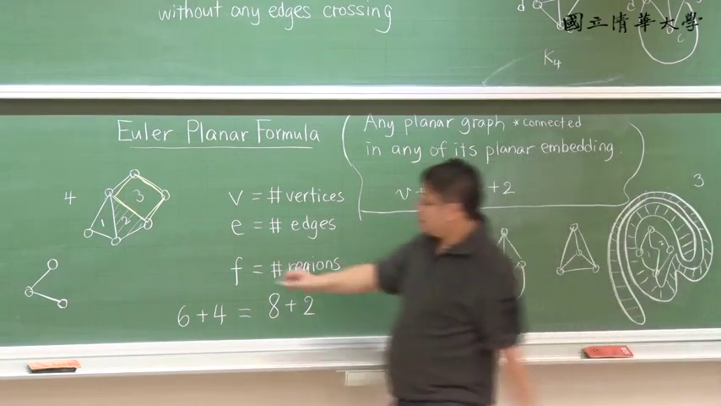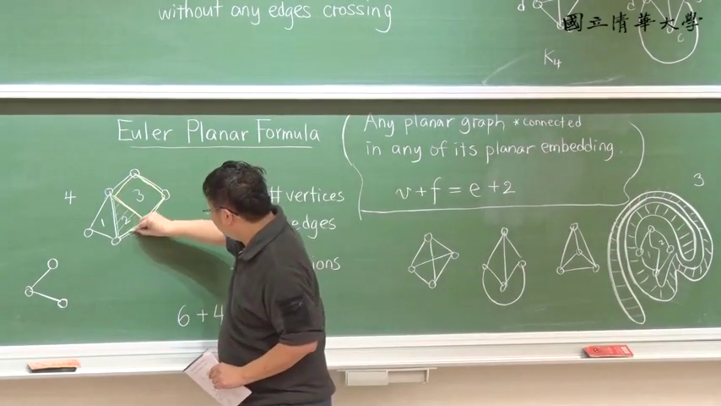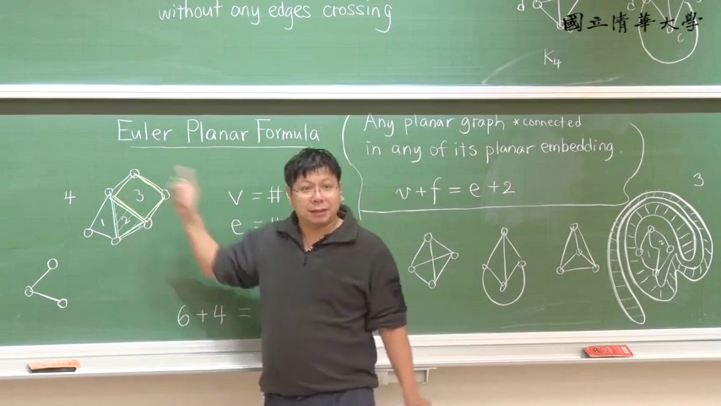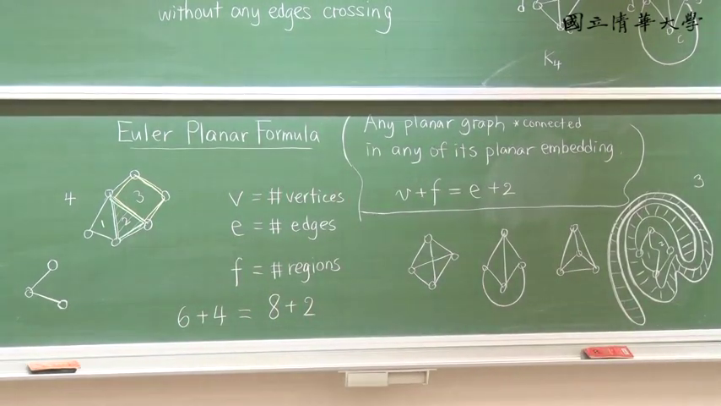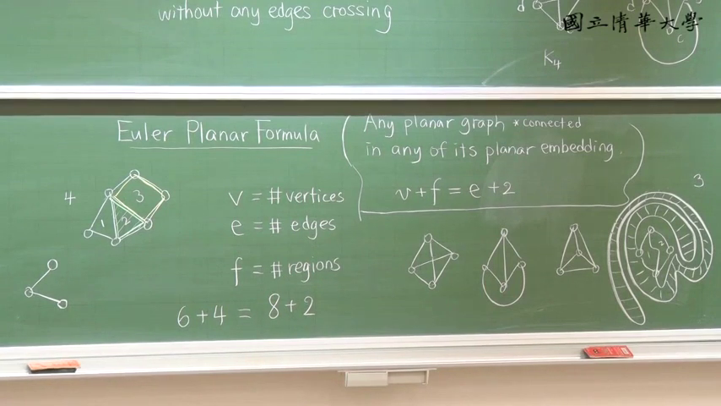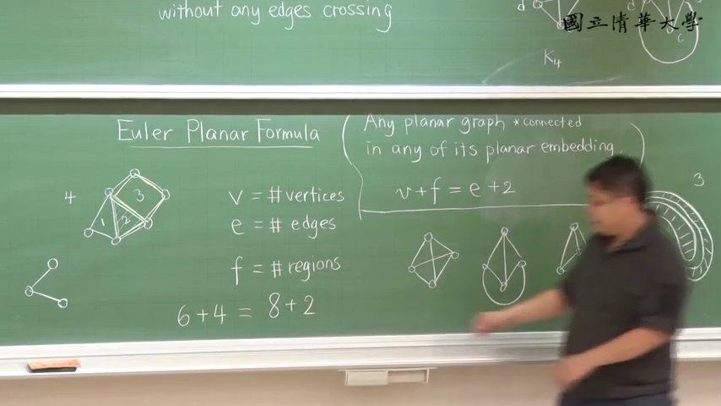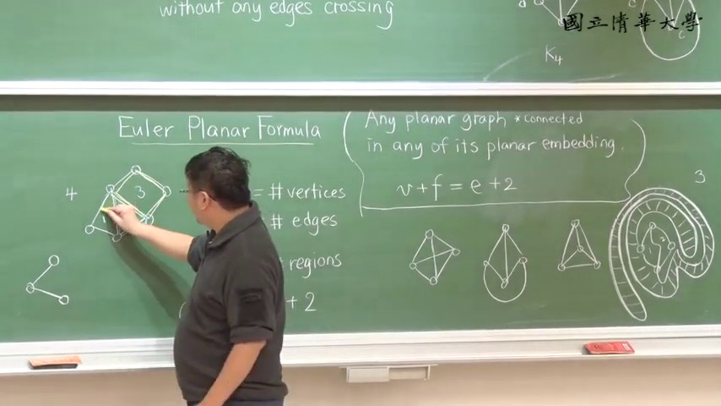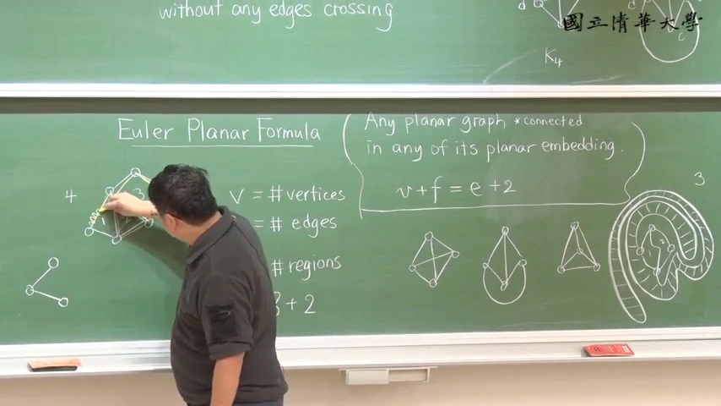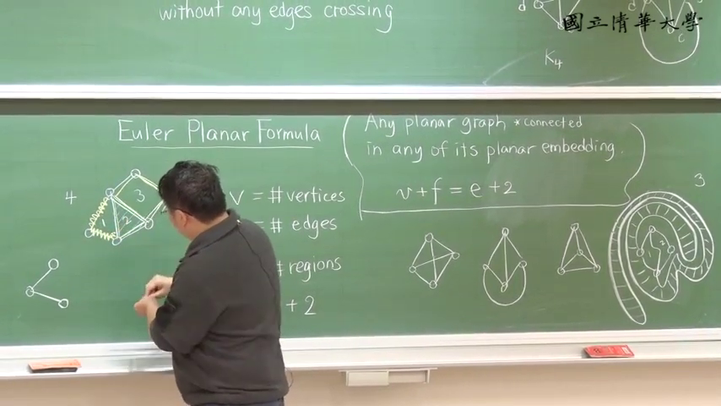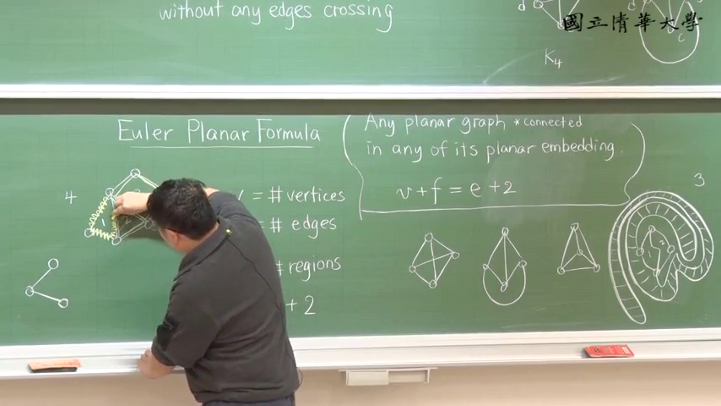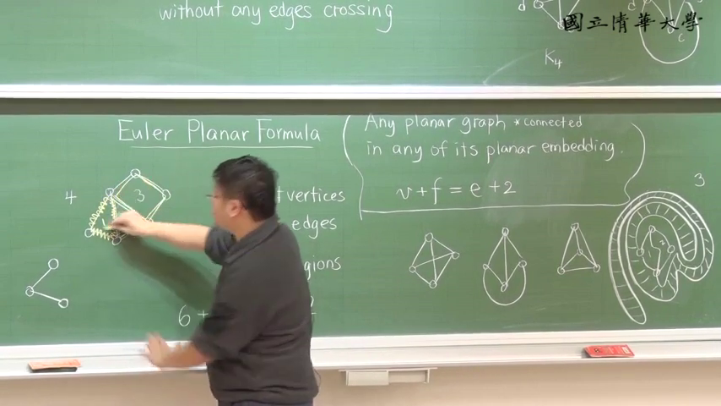We are using this 1, 2, 3 to enclose this part. Is that okay? And then okay, so let's use a dotted line. So we are using 1, 2, 3 edges to enclose this part.